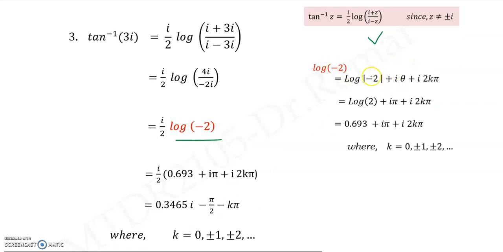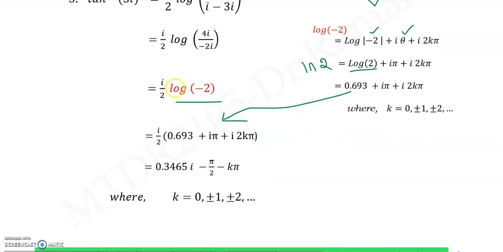We know that here this is the absolute value, this is the argument. So you find this value in the calculator, ln of 2, that is 0.693 plus I pi plus I 2k pi. Now you substitute this value here for log minus 2. That is I over 2 multiply 0.693 plus I pi plus I 2k pi.